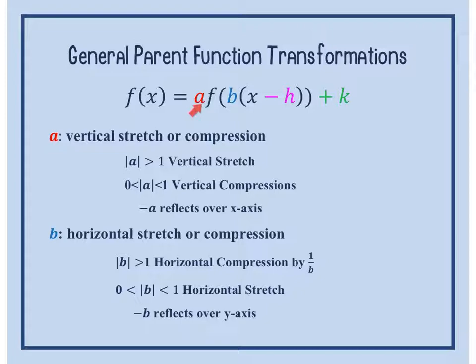A causes vertical stretch or compression, and here are the guidelines for those. And A can also cause a reflection over the x-axis. If you have a B and an H, you must factor out the B, hence the double parentheses. B will cause a horizontal stretch or compression. Again, we always take the absolute value to figure out if it's a stretch or compression, and the amount of the stretch or compression is the reciprocal of the absolute value.